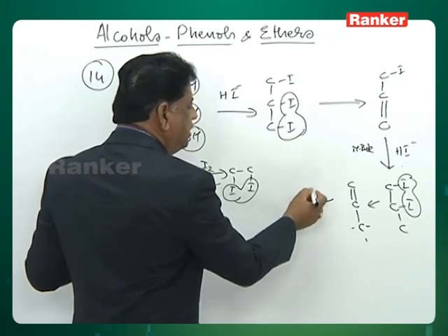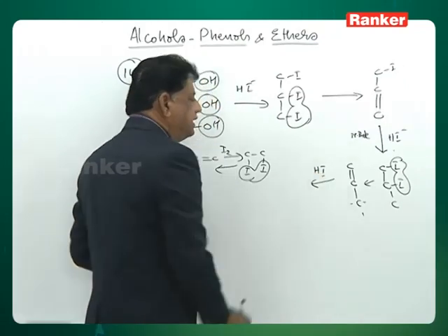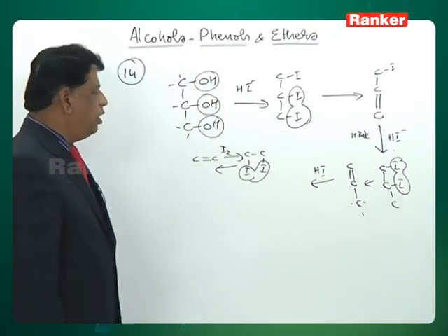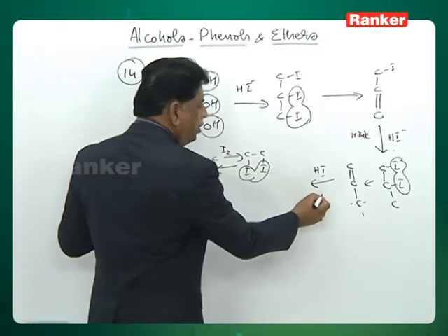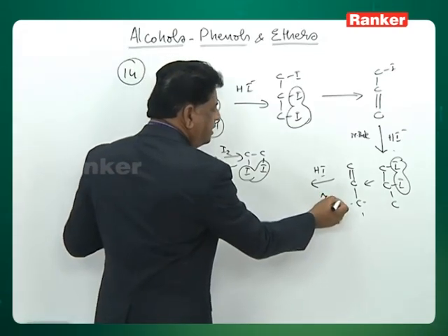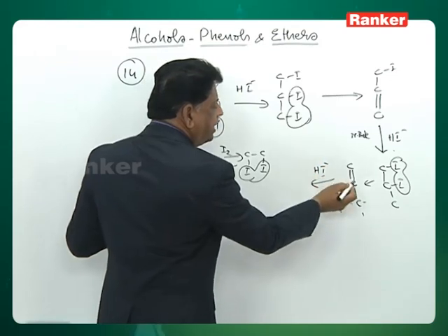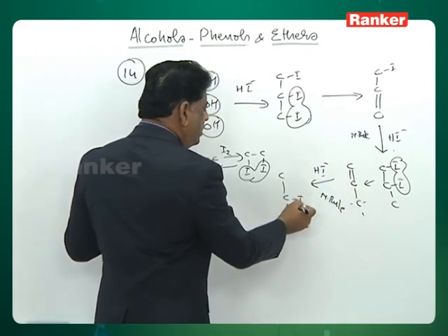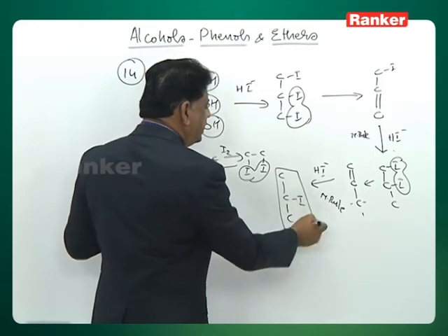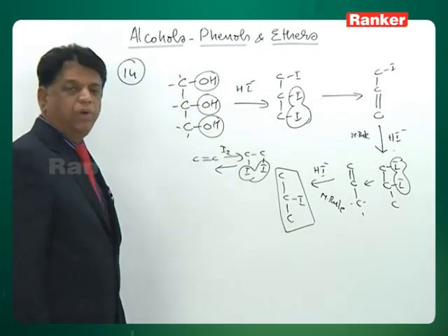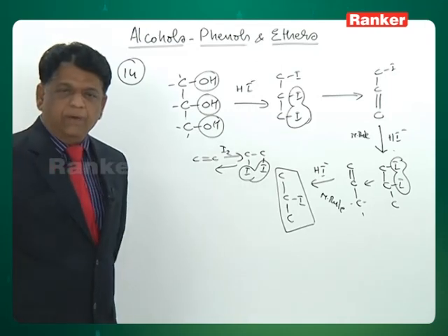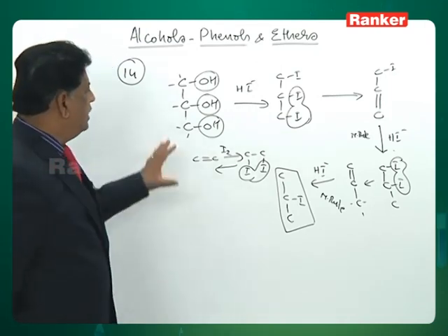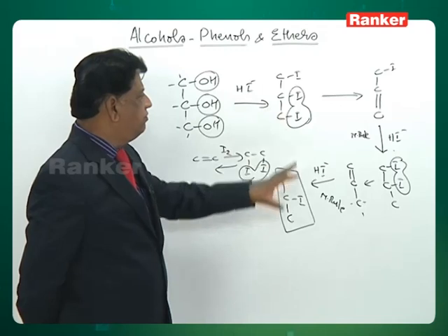Now once again you are adding HI. When HI is added, the propene follows once again Markovnikov's rule. The rule says that the negative part will be added where hydrogens are fewer. So finally what happens? 2-iodopropane will be formed. This will become the final answer. So that is a pure sample of isopropyl iodide can be obtained from the glycerol with excess of HI.